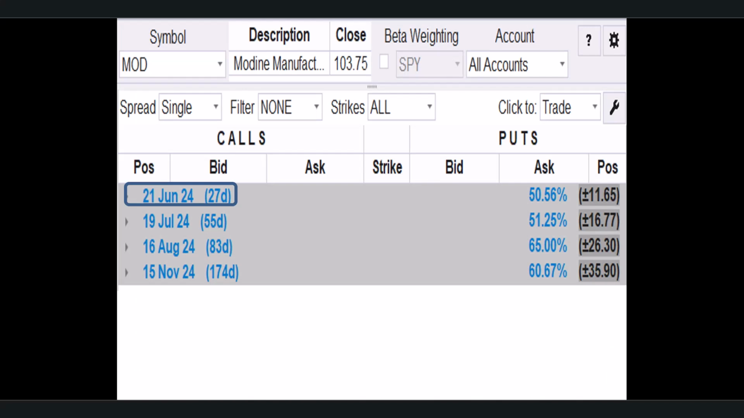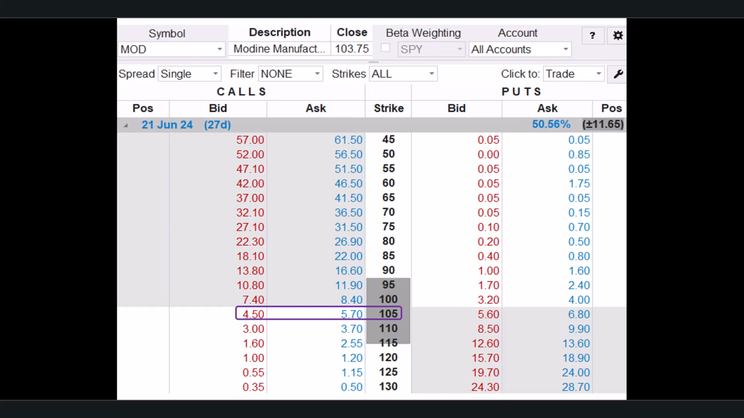MOD has 4 option chains to choose from. We're going to use the June 21 option chain. Right now, the June 21 options have 27 days to expiration. Here's most of the MOD option chain for June 21. MOD closed at 103.75 on Friday. That means any calls on the list from 45 to 100 are in the money.